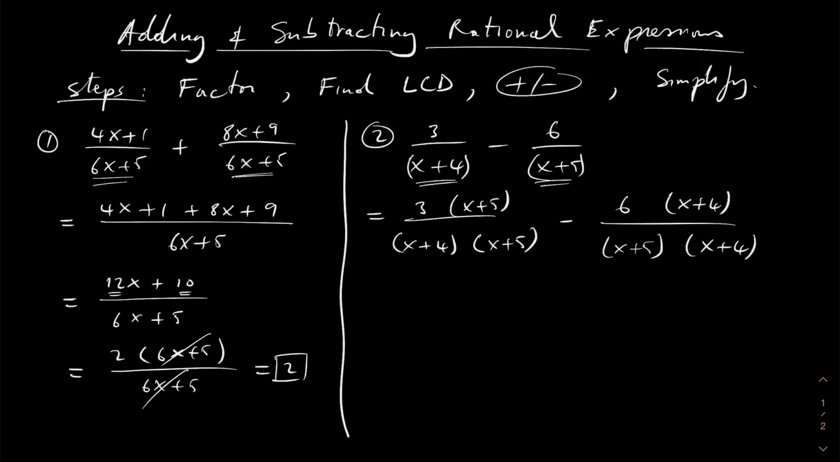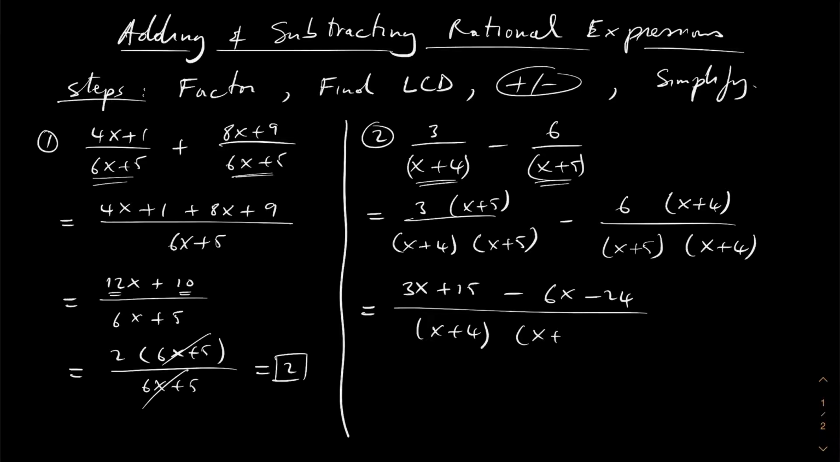Since that's done, you can go to step 3, which is to subtract the numerators while keeping the denominator the same. And so you're going to have 3x plus 15 minus 6x minus 24 divided by x plus 4 multiplied by x plus 5. So now you simplify it through. You're going to give yourself negative 3x minus 9 divided by x plus 4 multiplied by x plus 5.